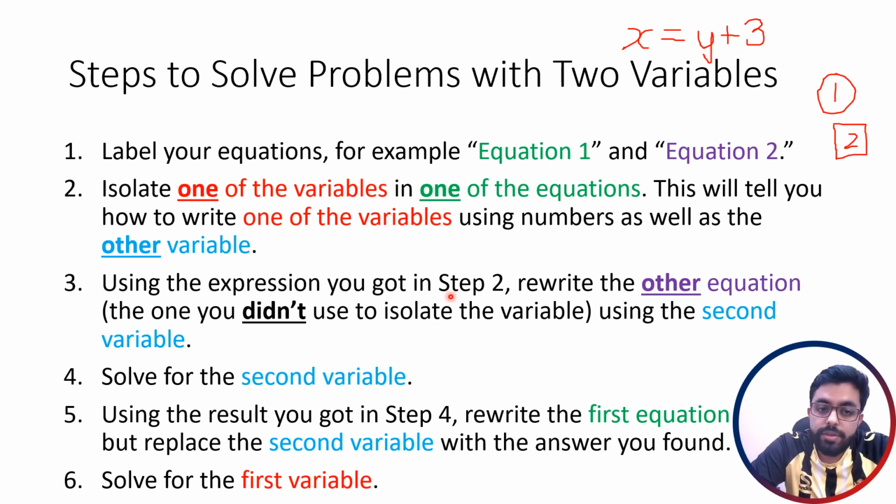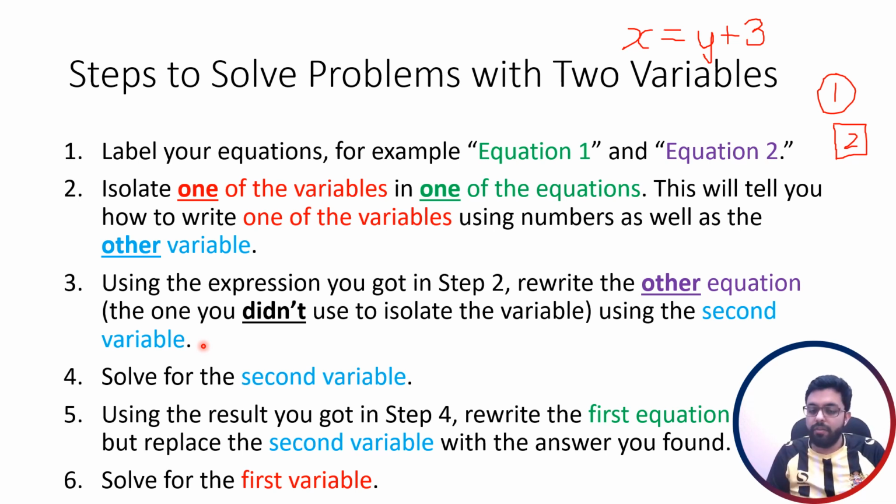So doing this isolation, you get an expression that's something like this x equals y plus 3 business. Using that expression, you're going to rewrite the other equation. You see here I colored the equations green and purple. In the green equation, you do your isolating, and then you take that result and go over to the purple equation, the equation that you didn't touch for isolating. You rewrite that equation using only the second variable, because the whole point of isolating the first variable is so that you don't need to use it anymore. That turns it into a problem of one variable. So now you can go ahead and just solve for that variable.